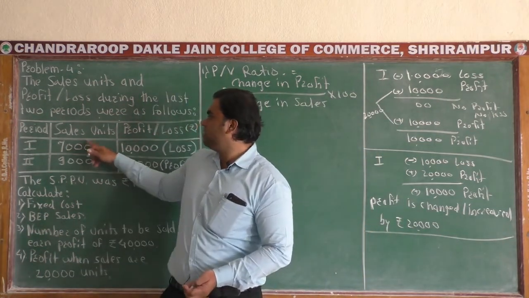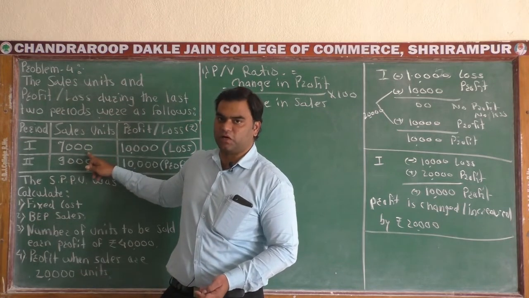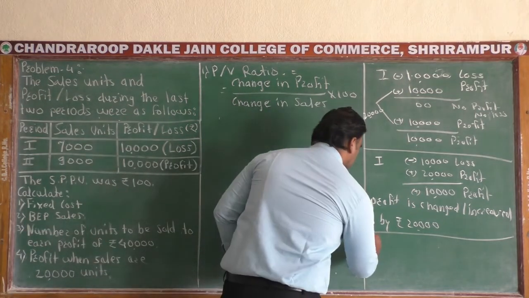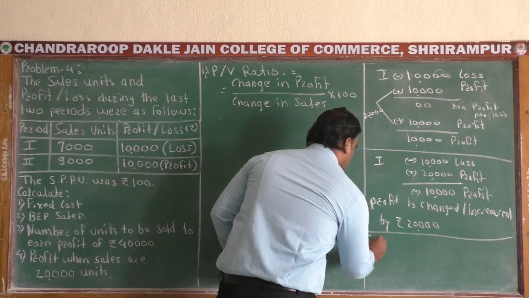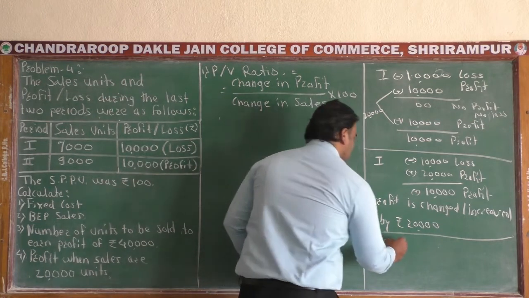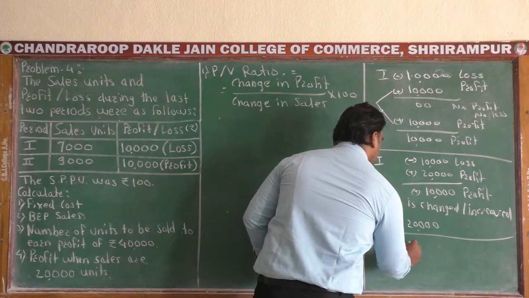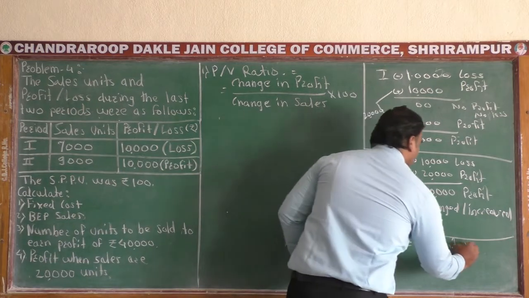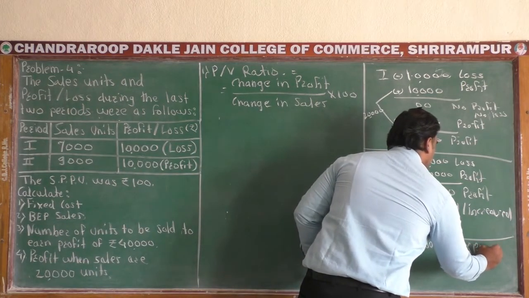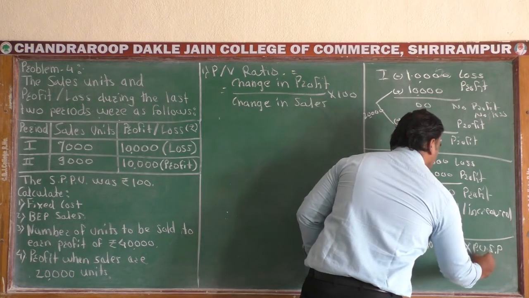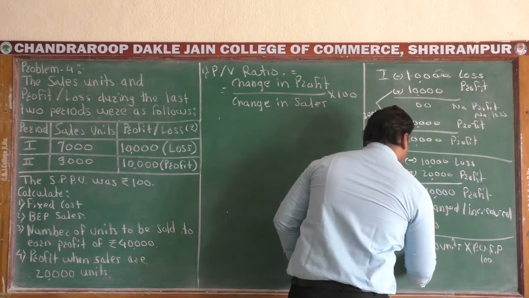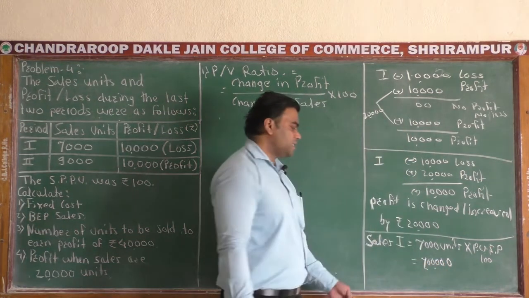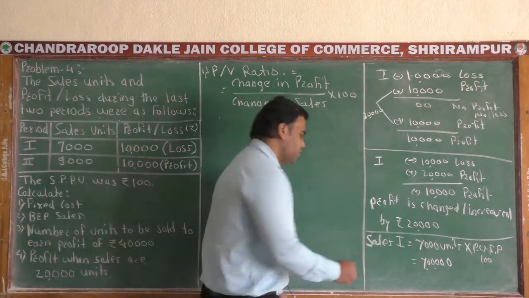Position of sales: first year number of units 7,000, selling price per unit 100. So sales for period 1 is 7,000 units into per unit selling price rupees 100. So 7,000 into 100 is equal to 7 lakh, the amount of sales of period 1.